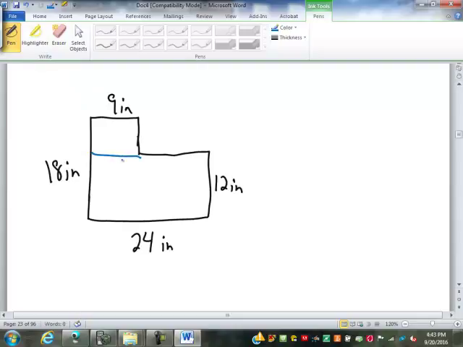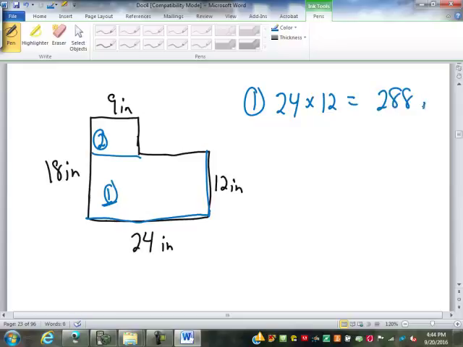Cut it this way. So now I have 2 rectangles. I find the area of the 2 rectangles and I add them together, I'll get the whole piece. So what's the area of rectangle number 1 here? What's its dimensions? It's got a length of 24 and a width of 12. So 24 by 12 is 288 inches squared.